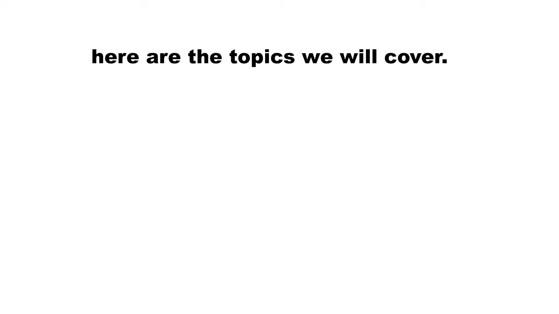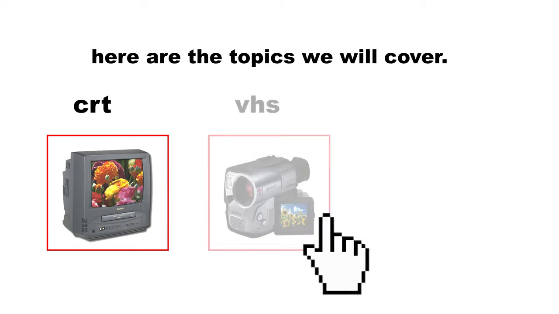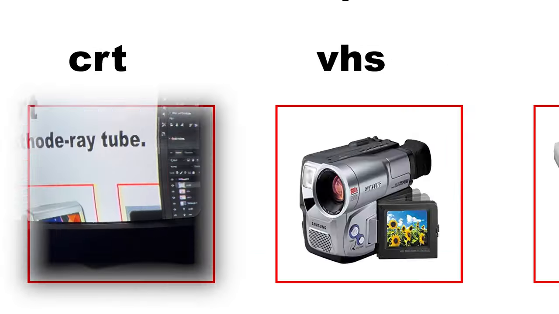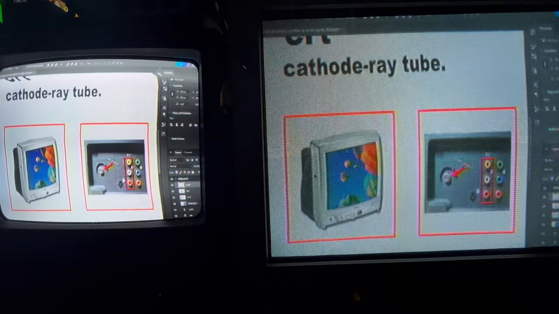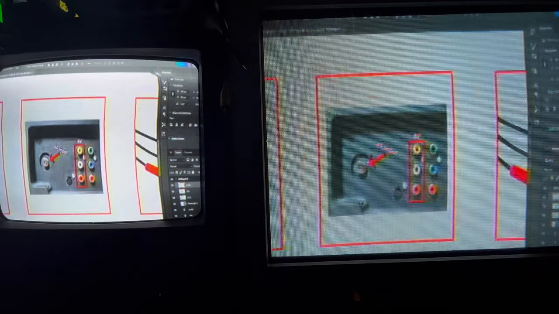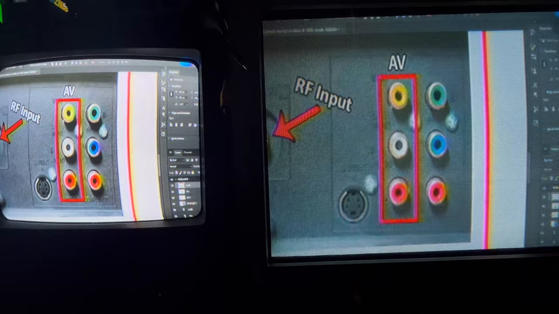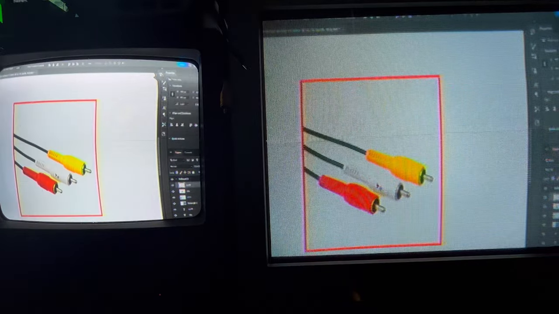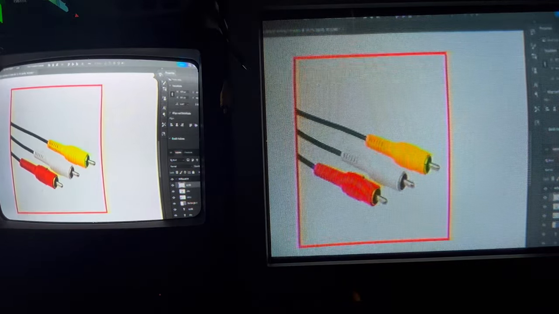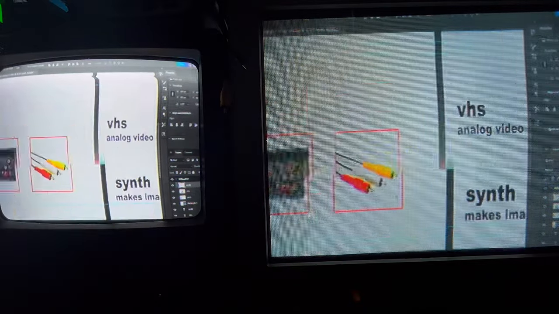Here are the topics we will cover: CRT, VHS, and SINs. Let's begin with CRTs. CRT is an abbreviation for cathode ray tube. Here's a chart showing the US inputs that will commonly be seen on either the front or the back of CRTs. So these are your RCA and AV cables. This is what allows a connection to your CRT.